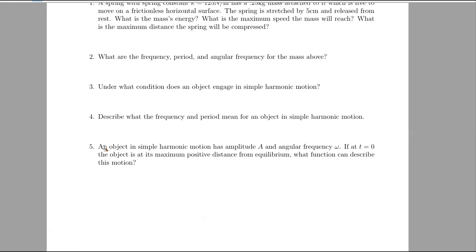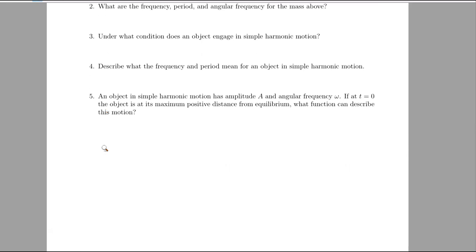Okay. The next question is, describe what frequency and period mean for an object in simple harmonic motion. Well, we kind of already did, but frequency is the number of oscillations that occur per second, and period is the amount of time that it takes to complete one full oscillation.